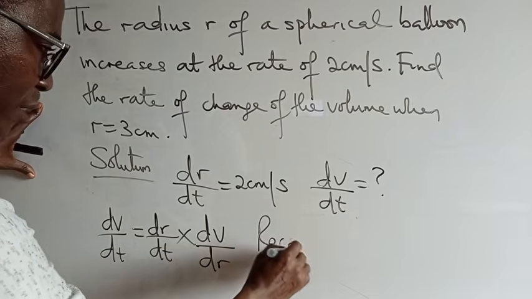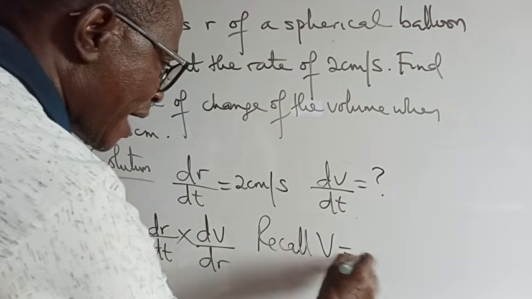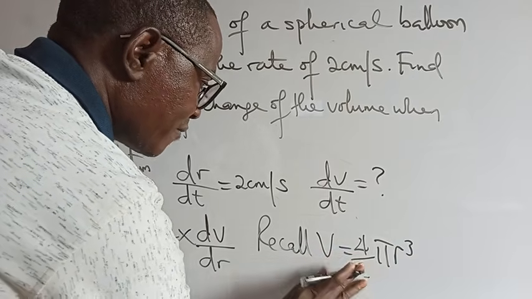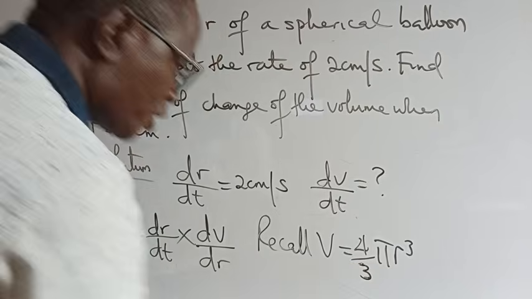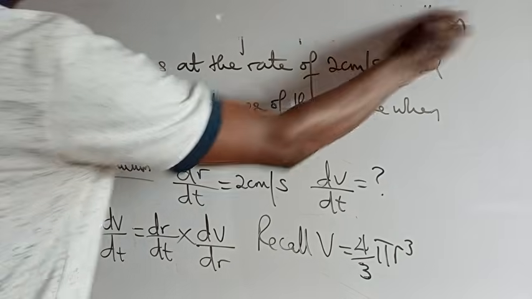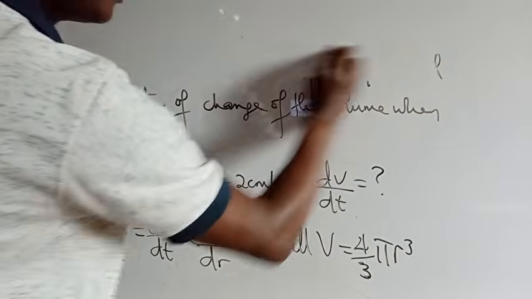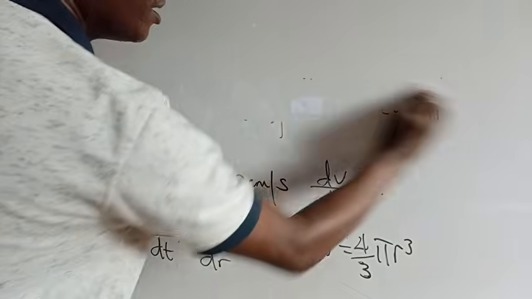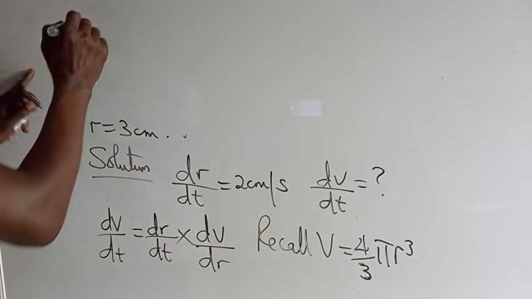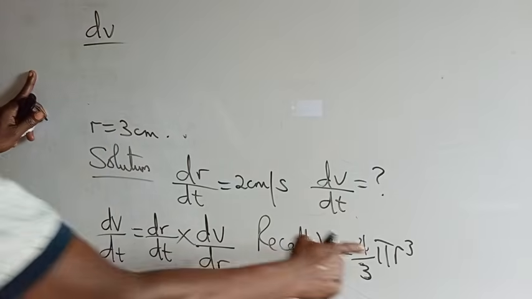Recall, the volume of a sphere is 4 over 3 pi r cubed. That's the formula for the volume of a sphere. You must know that one offhand. Okay, so let's clean this so that we're able to use the board well.